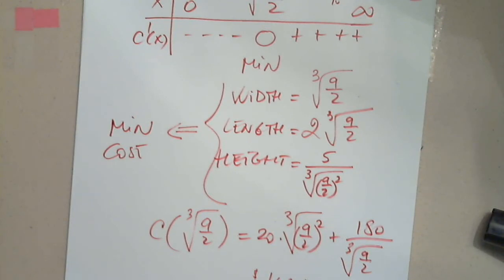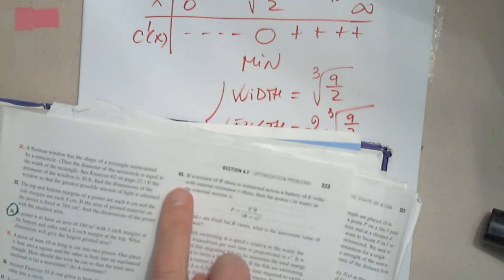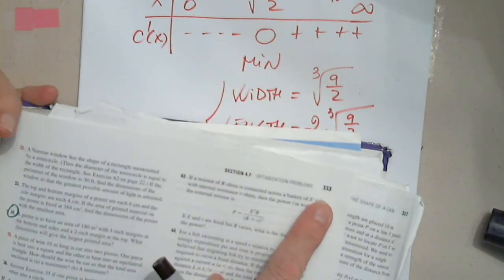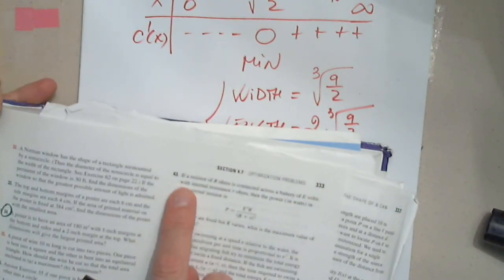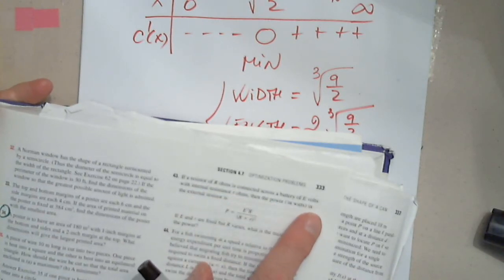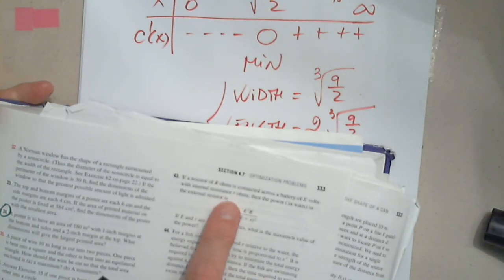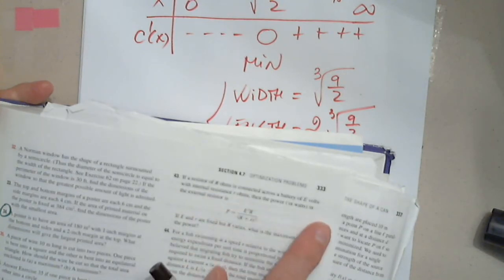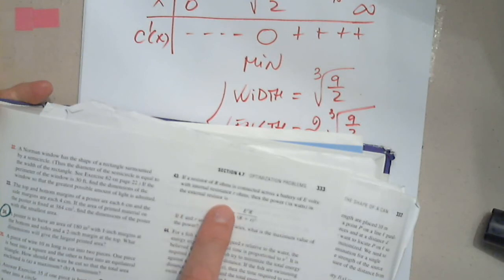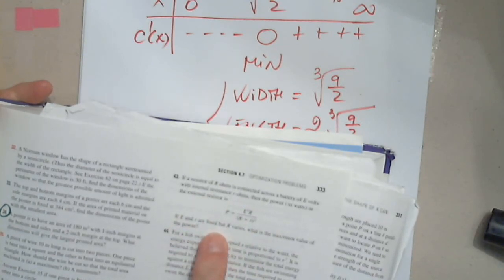Okay, so let's look at 43, on page 333. If a resistor of R ohms is connected across a battery of E volts with internal resistance r ohms, then the power in watts in the external resistor is this. If E and r are fixed, but R varies, what is the maximum value of the power?